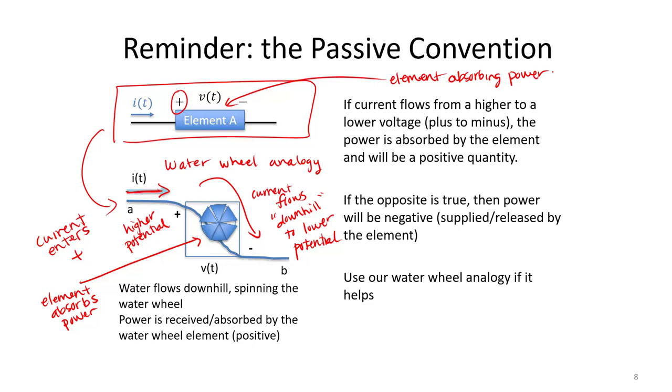And of course, as we discussed last time, if the opposite is true, if current enters the negative side, that means our water wheel has to do work on the current in order to push the current uphill. So if the opposite is true, then our power will be negative and the element will be supplying power. So make sure you remember that passive convention. And if you have any other questions on this, feel free to reach out.